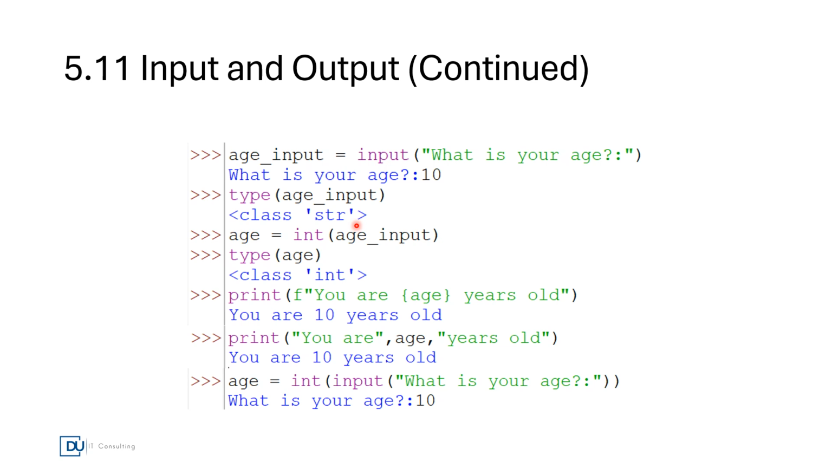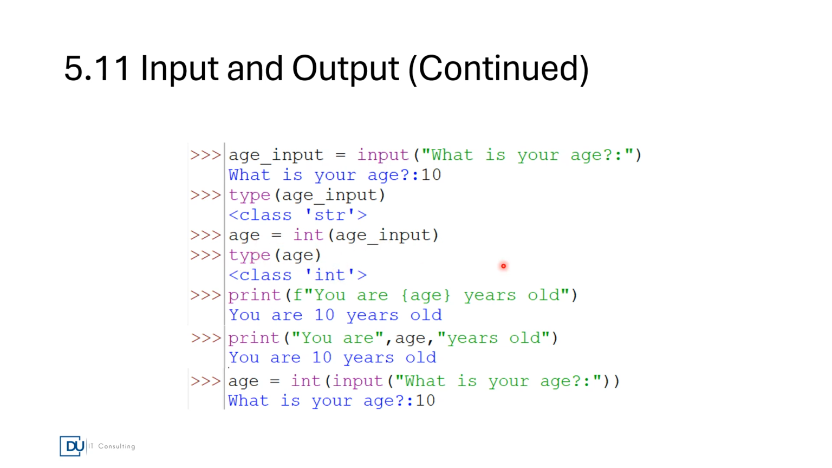Now how do we change it to an integer? We can have another variable to store the integer, and we can say age is equal to int of age_input. So here we are passing the string value and converting it into an integer, as you can see in the next line.